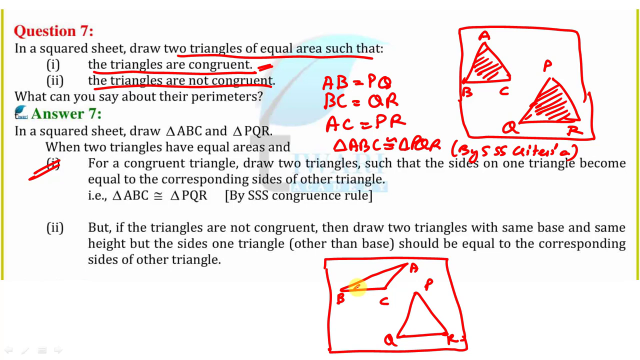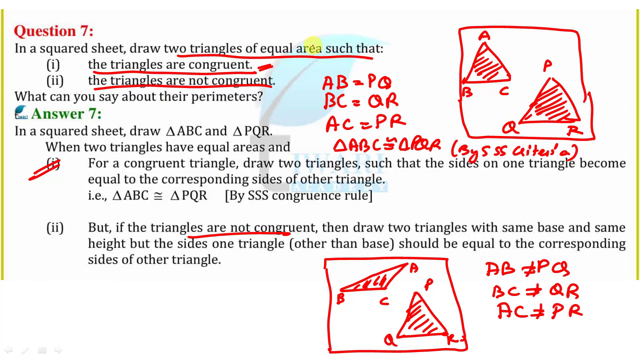Now these two triangles have equal area, but the sides are not equal. Here the value of AB is not equal to the value of PQ, the value of BC is not equal to the value of QR, and the value of AC is not equal to the value of PR. So it means both the triangles are not congruent although they have equal areas. So this is a possibility.